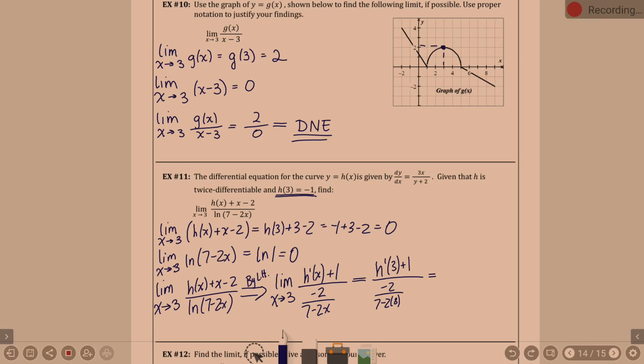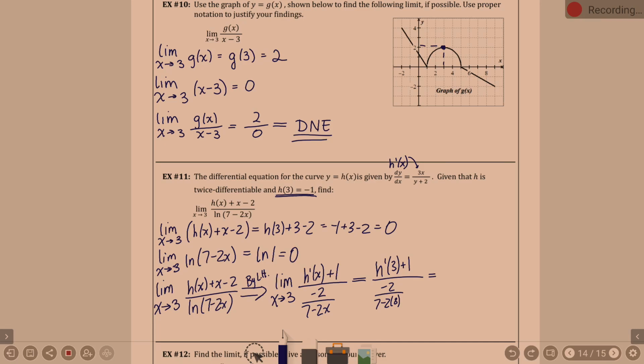So what were they saying here? The differential equation for the curve h of x is given by dy dx. So basically, what are they saying here? This is h prime of x here. When they gave that fancy wording for this is the differential equation, that's what they were saying.